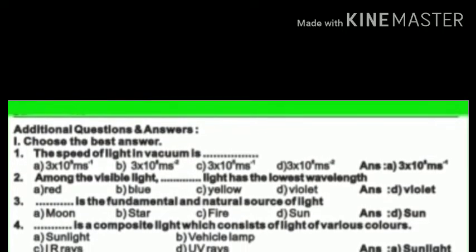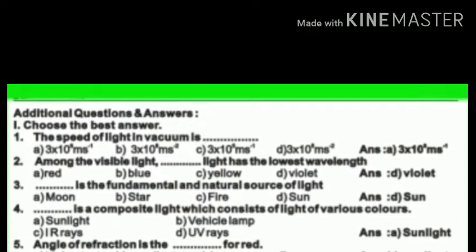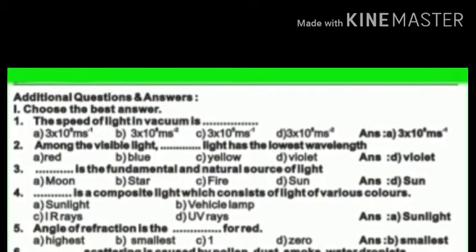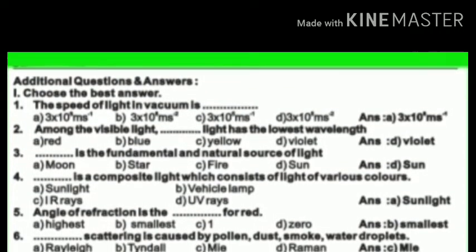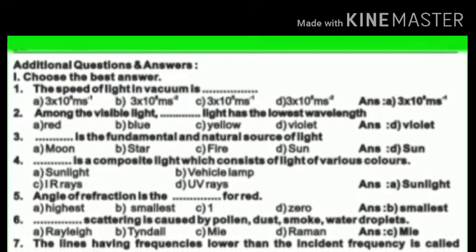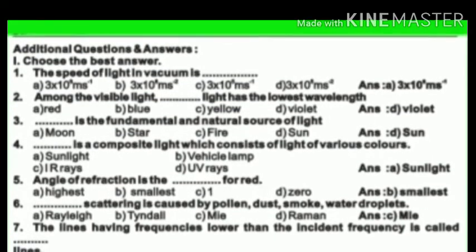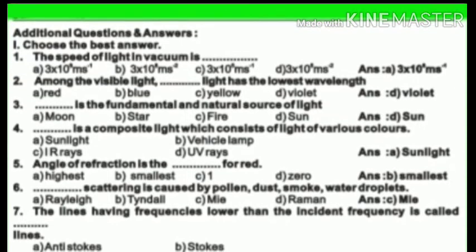The speed of light in vacuum is option A, 3 into 10 raised to the power 8 m s raised to the power minus 1. Among the visible light, dash light has the lowest wavelength. Answer is option D, violet. Dash is the fundamental and natural source of light. The answer is option D, sun.